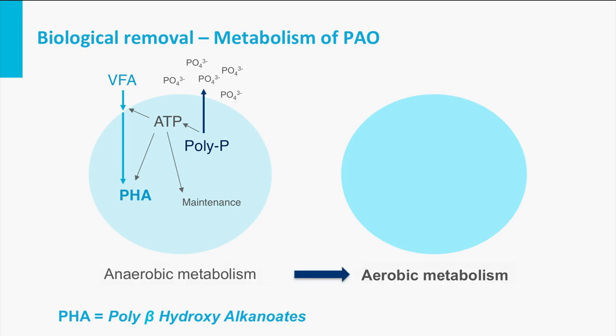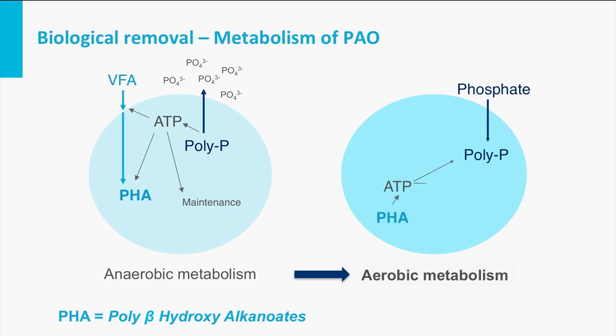From the anaerobic stage, the sludge is transported to an aerobic or anoxic phase. Remember that in this phase, either oxygen, nitrite or nitrate is available as electron acceptor. In this phase, PAO utilize the stored PHA as carbon source and electron donor. PAO recharge their battery, so they restore their stored poly-P stock.